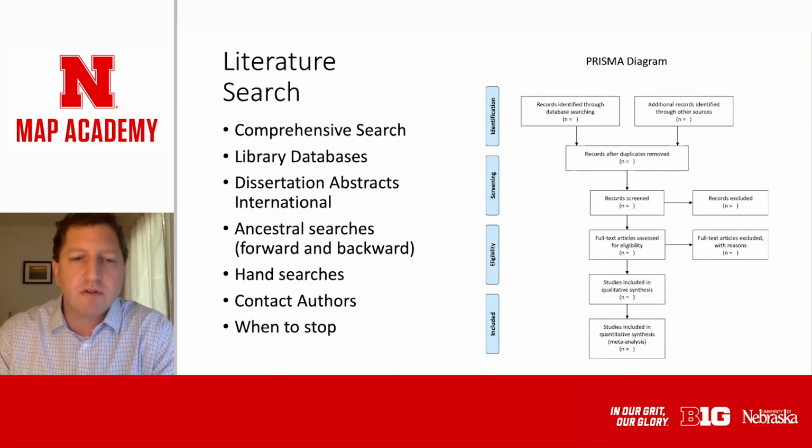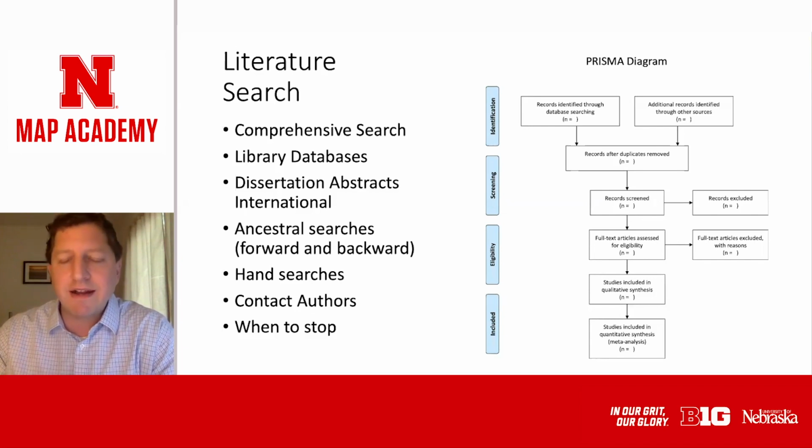Hand searches of journals are great. You should pick a journal or two that you think that you find a lot of studies in, or that are publishing a lot on this, and do a search of the table of contents for all of those, for every volume that you can, for a number of years, to see if you can find relevant papers.